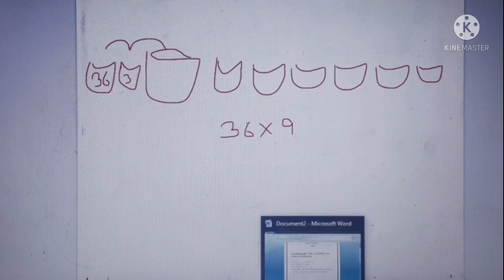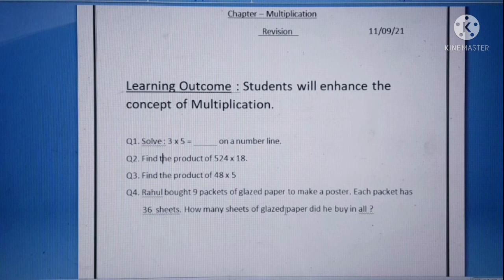Then you multiply and you will get the product. The question asks how many sheets of glazed paper did he buy in all? So once you get the product, that product is the total number of sheets of glazed paper which he bought.